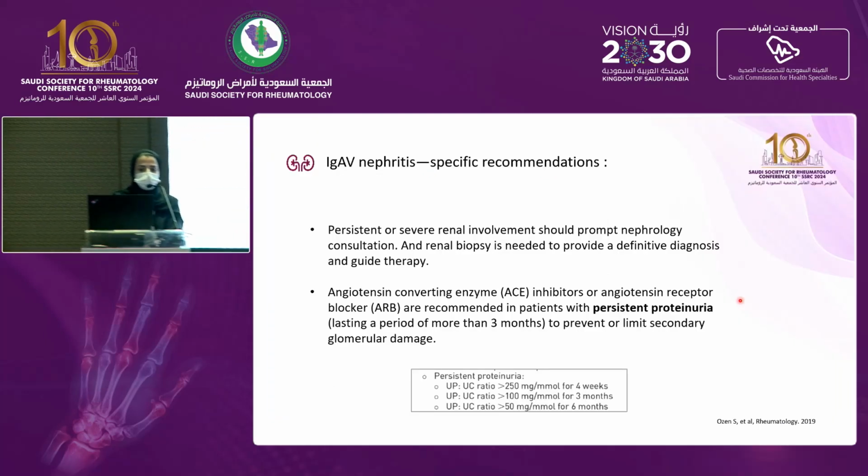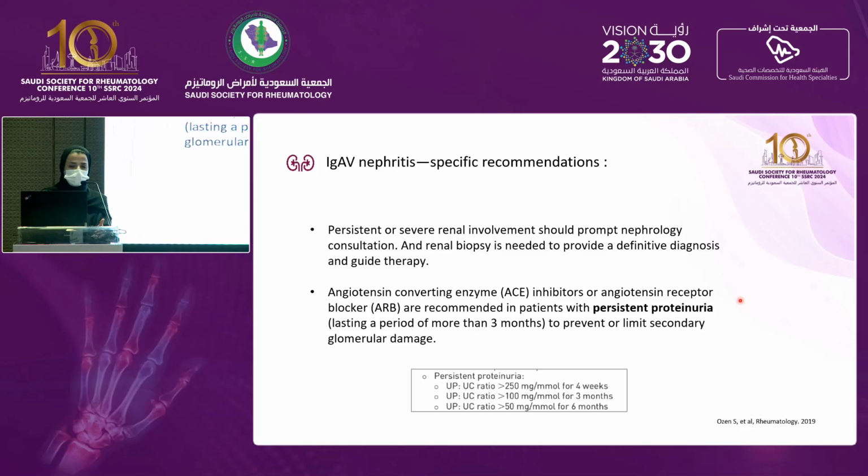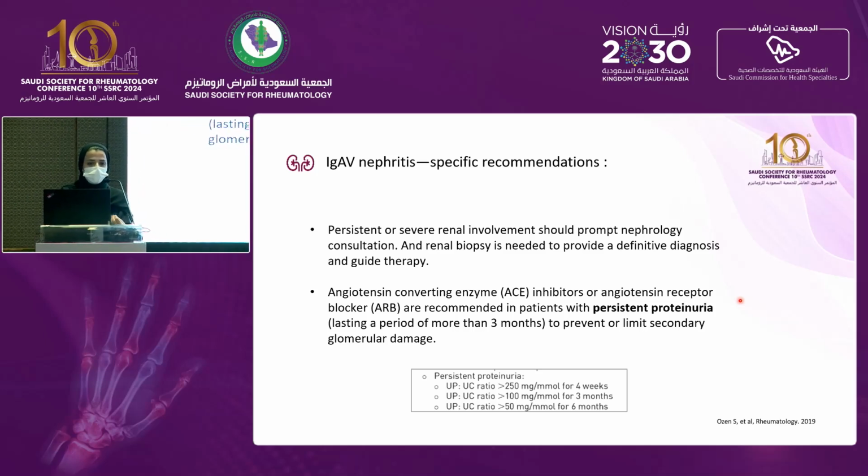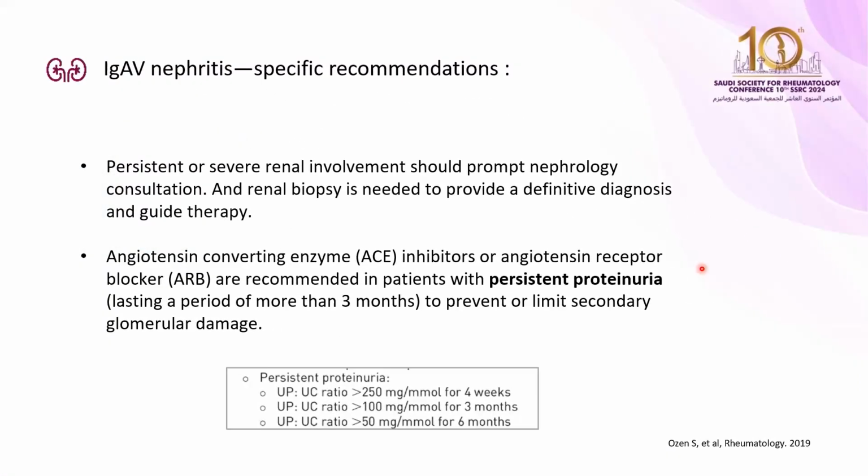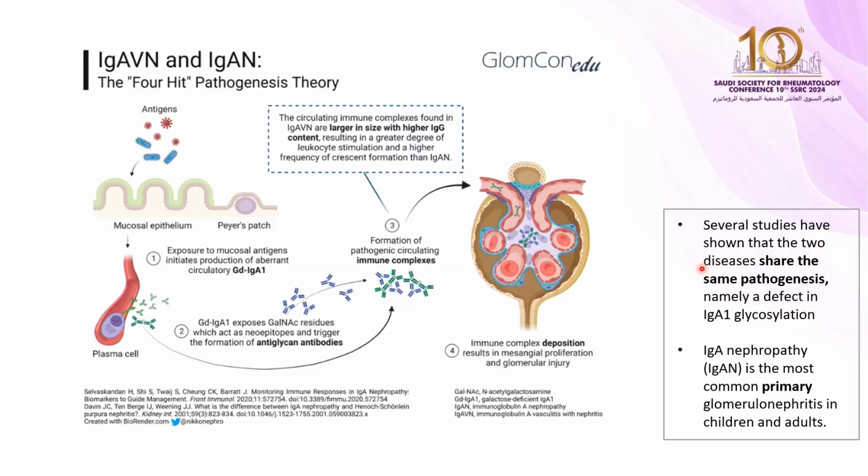So there are specific recommendations for IgA vasculitis nephritis. These include that any patient with persistent or severe renal involvement should prompt a nephrology consultation, and renal biopsy usually is indicated in this case. And the SHARE initiative recommended to start ACE inhibitor or ARBs in case of persistent proteinuria.